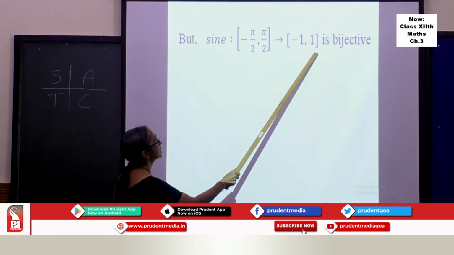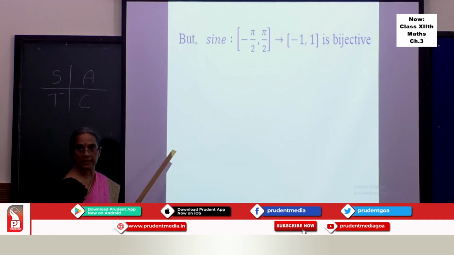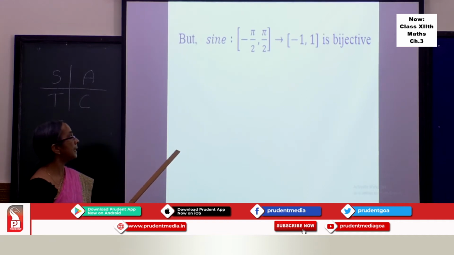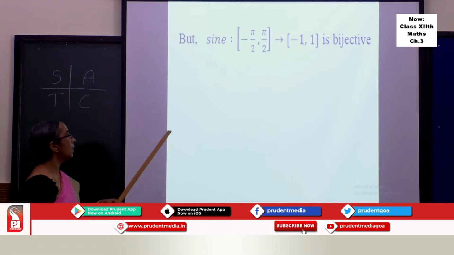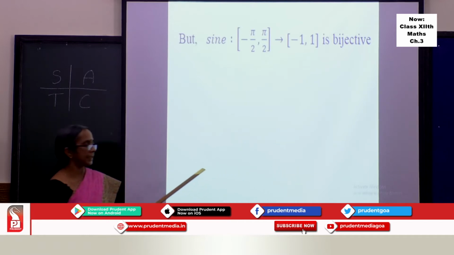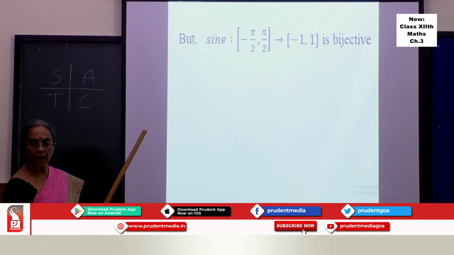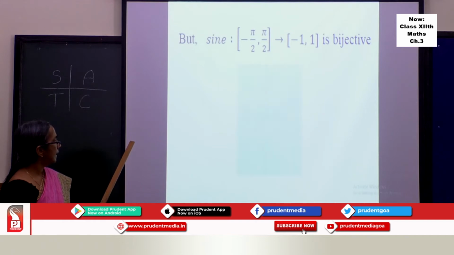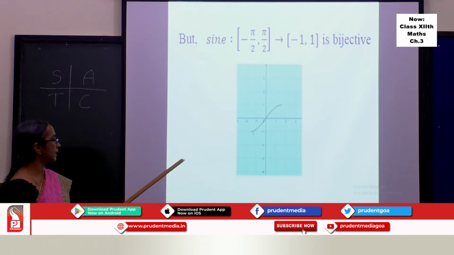Similarly, this set is the set of all the real numbers lying between minus 1 and 1, including minus 1 and 1. So, this function is bijective. Let us see what is the graph of this function. This is the graph of this function.